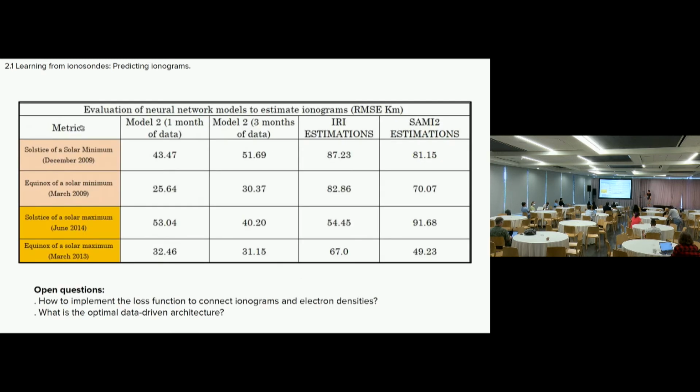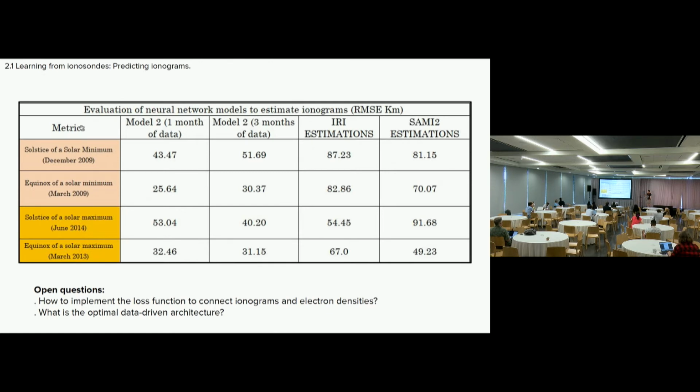This is a summary of some tests that we have done so far. We compared it with December 2009, March 2009, and so on, which we think were representative of solstices and equinoxes. These are the RMS errors of the virtual heights for these different models. These two columns correspond to the 1 month neural network and 3 month neural network, and these are IRI and SAMI2. So the lower the value, the better the model. You can see that the errors, even with 1 month of data, are pretty good compared to the other models. So I finished this project with a couple of open questions.